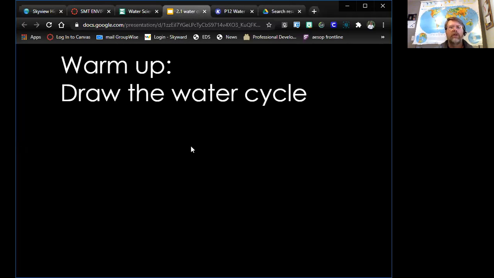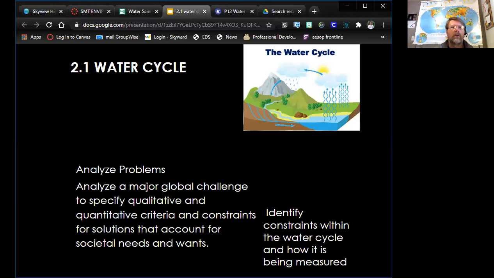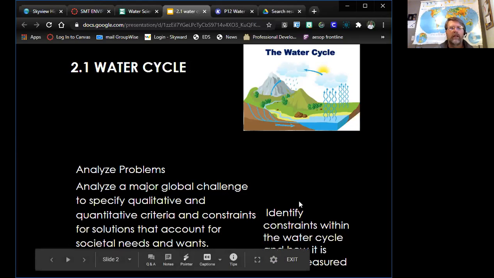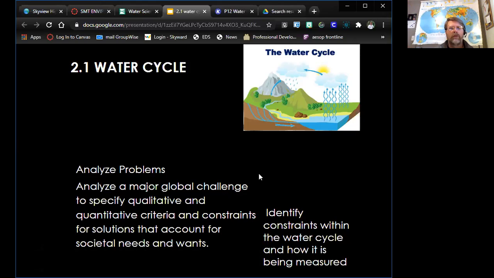Okay, all right, so let's start with the basics here. We're going to be trying to draw and label a water cycle. That's our big goal. This falls within a bigger standard of analyzing a major global change to a specific qualitative and quantitative criteria, in our case, water, and constraining solutions, such as how do we conserve water to account for societal needs and wants. So what we're going to be doing is identifying constraints within the water cycle and how it's being measured. Measured is particularly tricky in the whole water process.